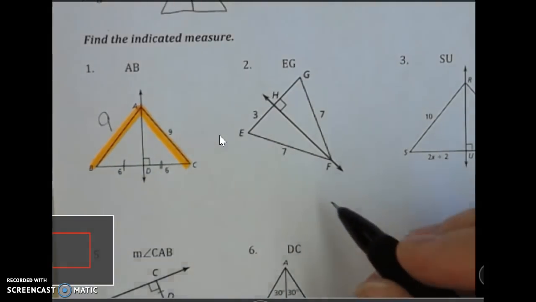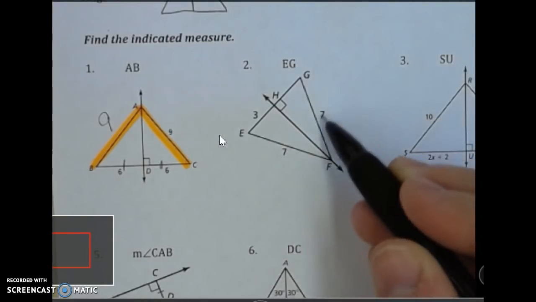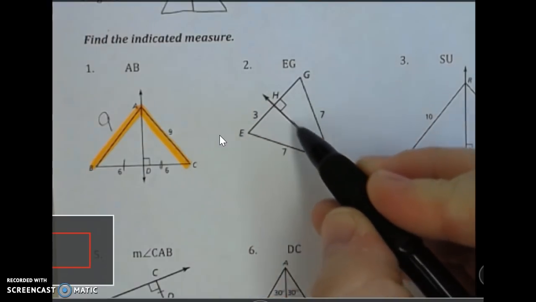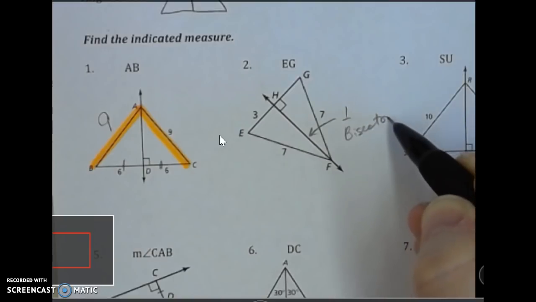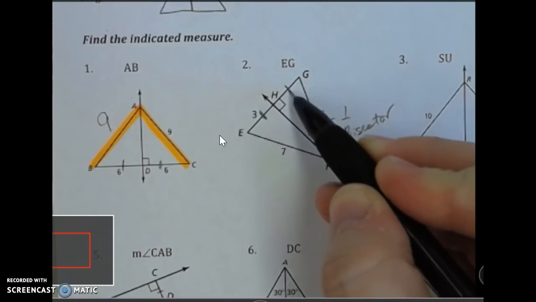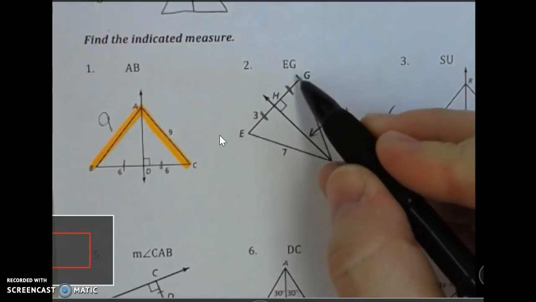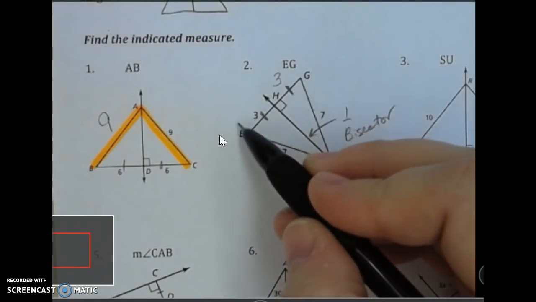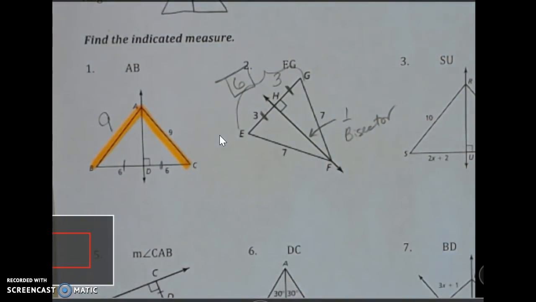Okay? For number 2, it's kind of the converse where it's telling you these sides are equal. Well, if these sides are equal, that means that this right here has to be the perpendicular bisector. And so I know it's perpendicular, but that means that these two are equal. So if E to H is 3, then H to G is 3, and so the whole thing is 6. E to G is 6 because that segment was bisected and gave me half, which is 3.